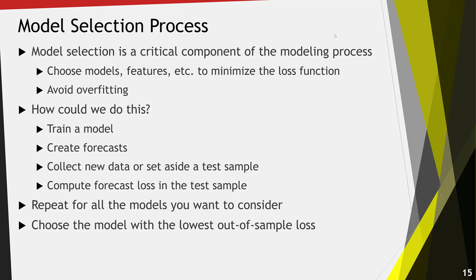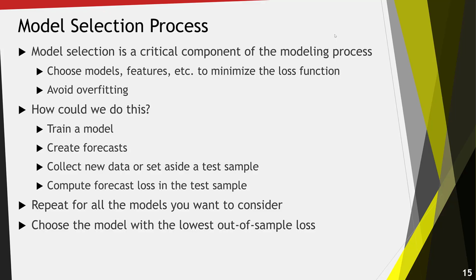I'd like to focus a bit on the model selection process. This is a critical component of the modeling process. Here, you're going to choose the modeling tools, features, and maybe some other decisions that help you minimize the loss function. But you'd like to do all of this while still avoiding overfitting. So how might you go about doing this?